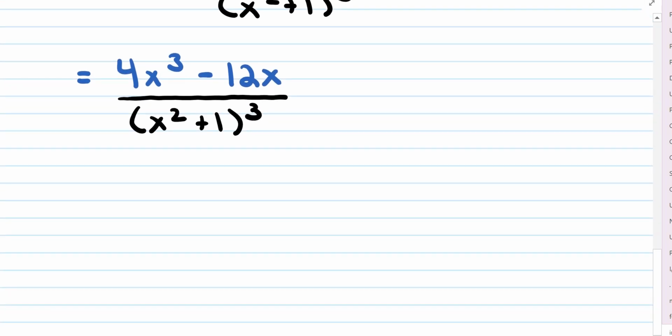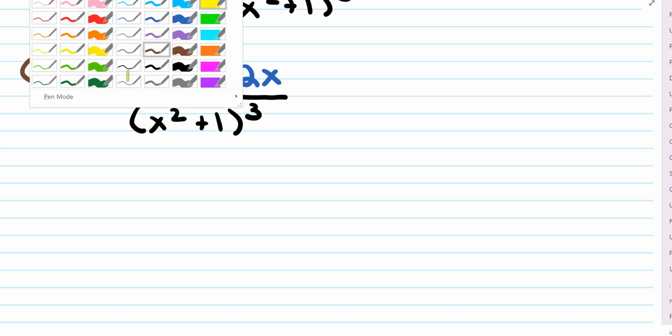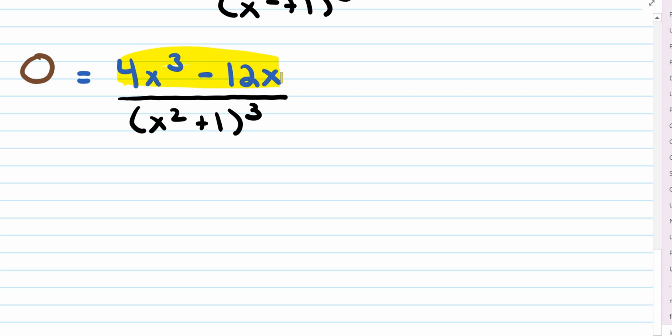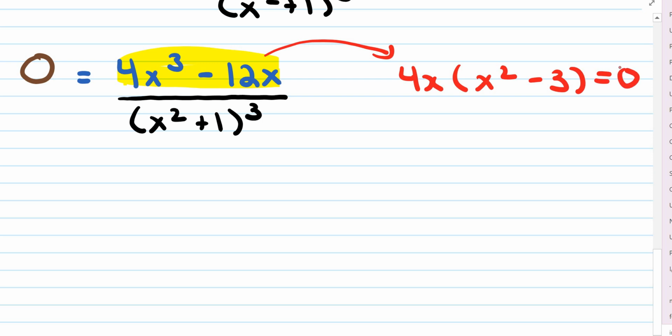Now this is my second derivative, and if I want to set my second derivative equal to 0 to find my critical points, we're only focused on the numerator again. Just like the previous step on the first derivative test, when we set our fraction equal to 0, we only care about the numerator. If I factor out the common factor, which is 4x, bracket x squared minus 3, we can set that equal to 0. This expression gives me a value of 0, and this expression gives me x equals plus or minus root 3. So those are the x values that make the second derivative equal to 0.